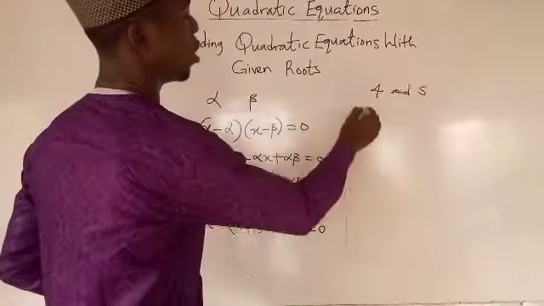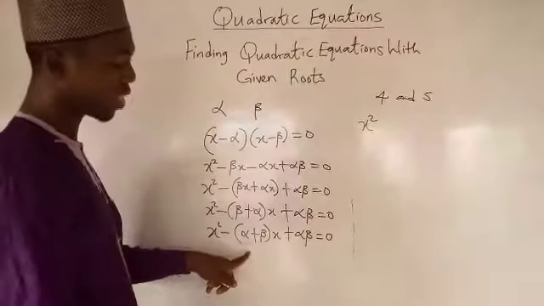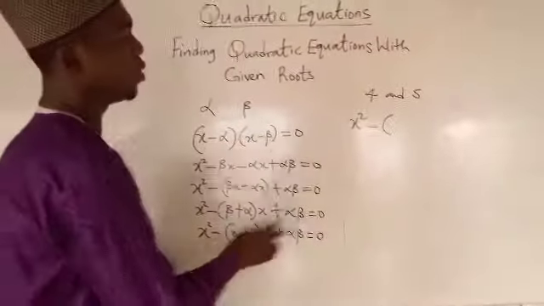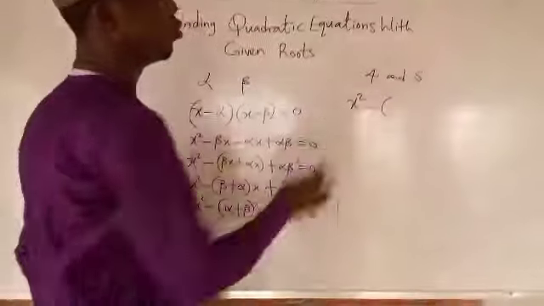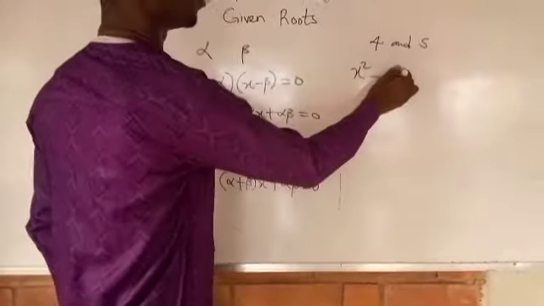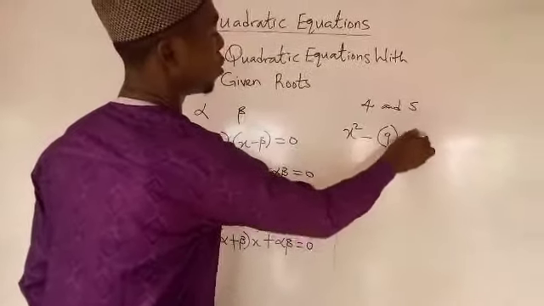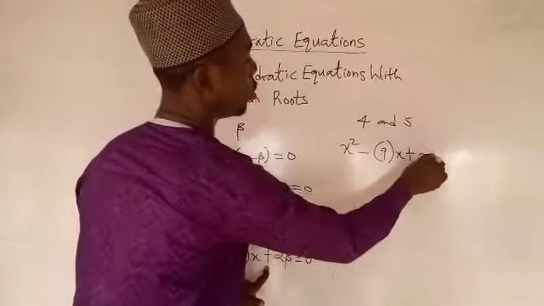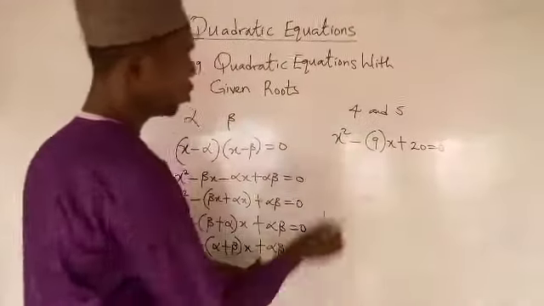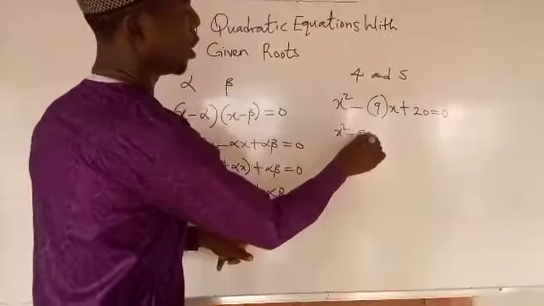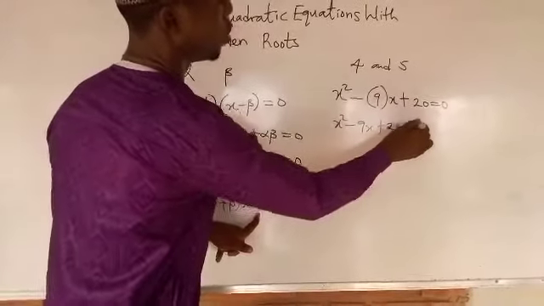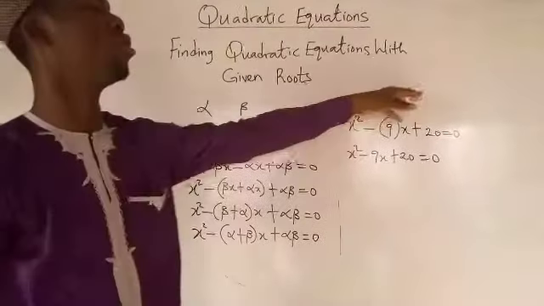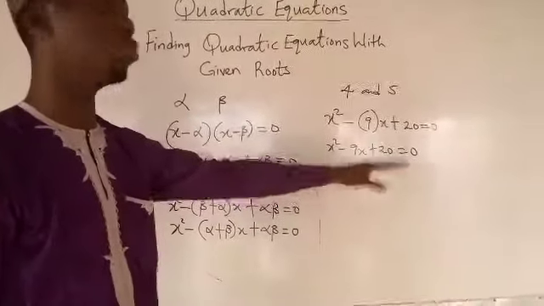So it will be x squared. We will now be using this last formula: minus alpha plus beta means we should add the two roots. So 4 plus 5, that is 9x, plus alpha beta means 4 times 5, which is 20, equals 0. So that is x squared minus 9x plus 20 equals 0. So you can see from the given roots, we've gotten the equation that produces the roots.